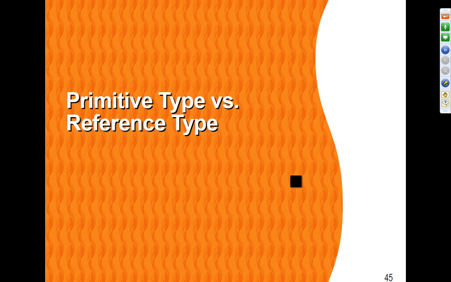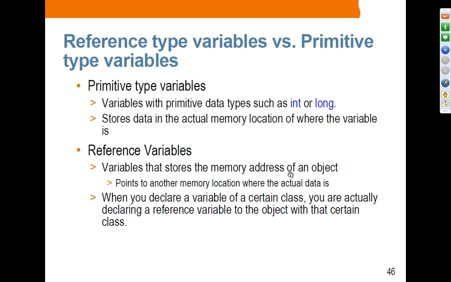All right, so we talk about the primitive type and the object type or reference type. When I say reference type, it means object type. Okay, so I'm using two different terms interchangeably: reference type or the object type. They are the same thing. Okay, as opposed to primitive type. So a primitive type variable is a variable with a primitive data type such as int or long. So it stores data in the actual memory location where the variable is. So it actually consumes a particular size like 4 bytes or 8 bytes or 2 bytes or 1 byte.